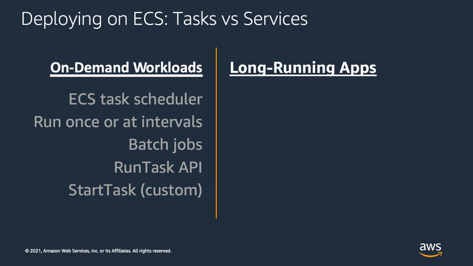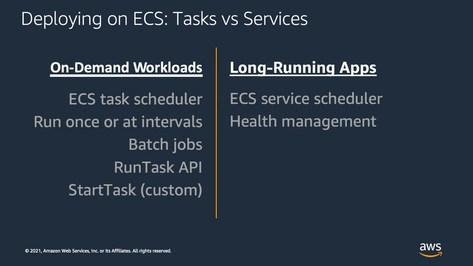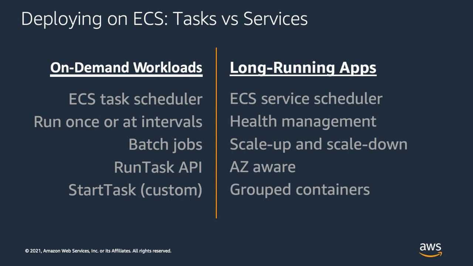The other part is long-running apps. For that purpose, you need the service scheduler. It provides different things: health management and the ability to scale up or down. Like, if there's a lot of load coming at the moment, it needs to scale up; if the load is down, it needs to scale down. The service will manage that, and it's availability zone aware as well. At the end of it, it's a group of containers you are running to manage a service. I hope this is very clear, that is, when we should run tasks and when we should run services.